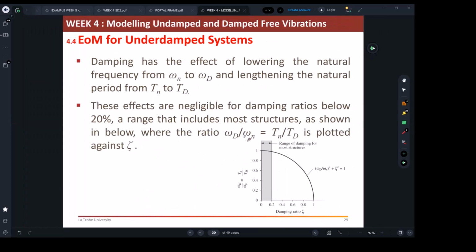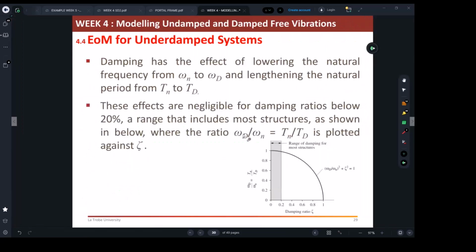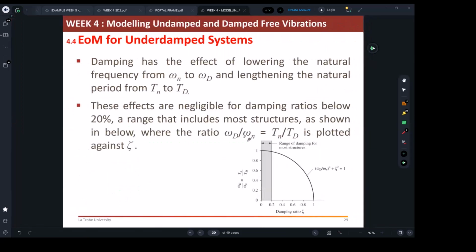Okay, we still have a special feature about underdamped systems. What does it say here? What did they find? Have a look at this graph. The horizontal axis is the damping ratio, starting from 0. The vertical one is the ratio between damped and natural undamped systems.